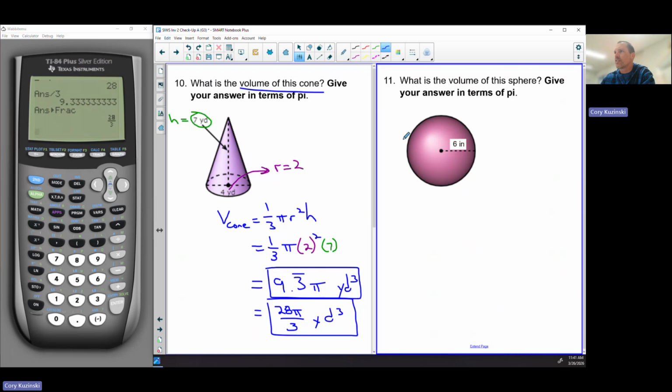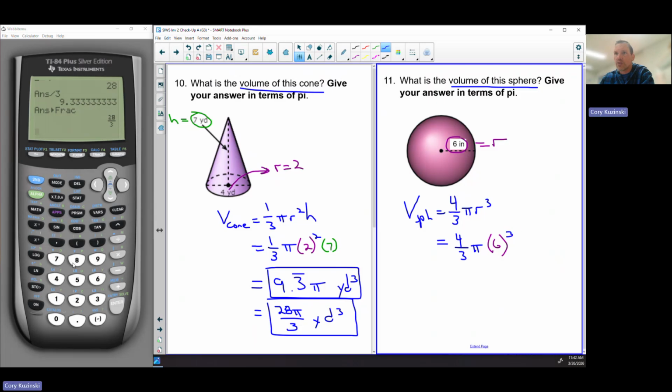Next, volume of this sphere, terms of pi. Okay, well, volume of a sphere is 4/3 pi r cubed. I mean, you had notes, so memorizing these formulas should not be that big a deal. So we're going to do 4/3 times pi, because we're doing this in terms of pi, and we've got our radius, so 6 cubed.